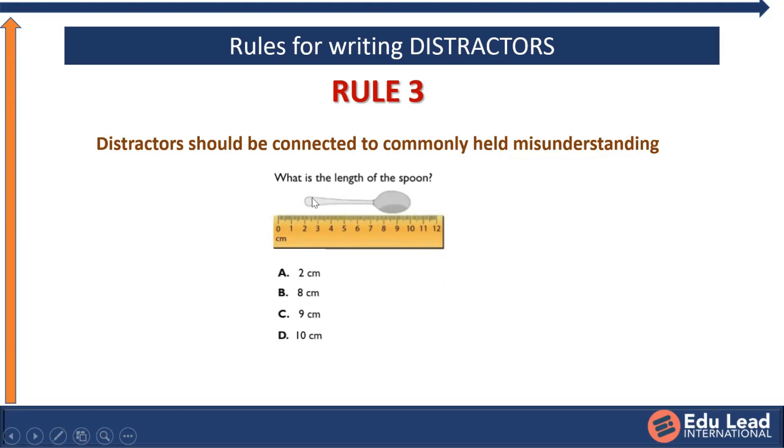An answer like 9 centimeter would be given if the child just counts the reference points over here: 1, 2, 3, 4, 5, 6, 7, 8, and 9. And 8, which is the correct answer, will be chosen only when the child is able to see the difference between 2 and 10. So wherever you feel that the children will have a misconception, that is your point for creating the distractor.